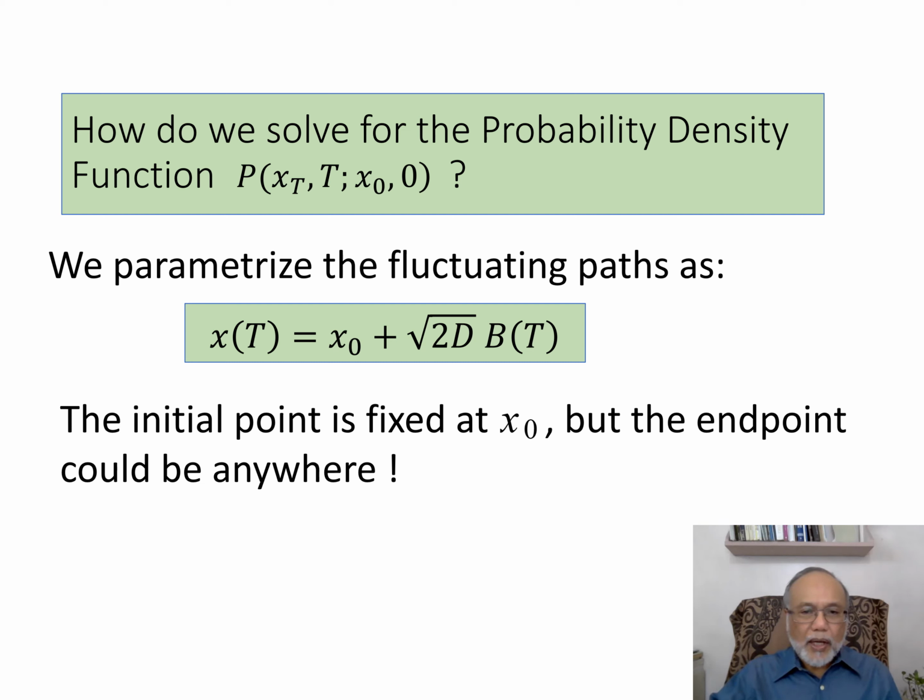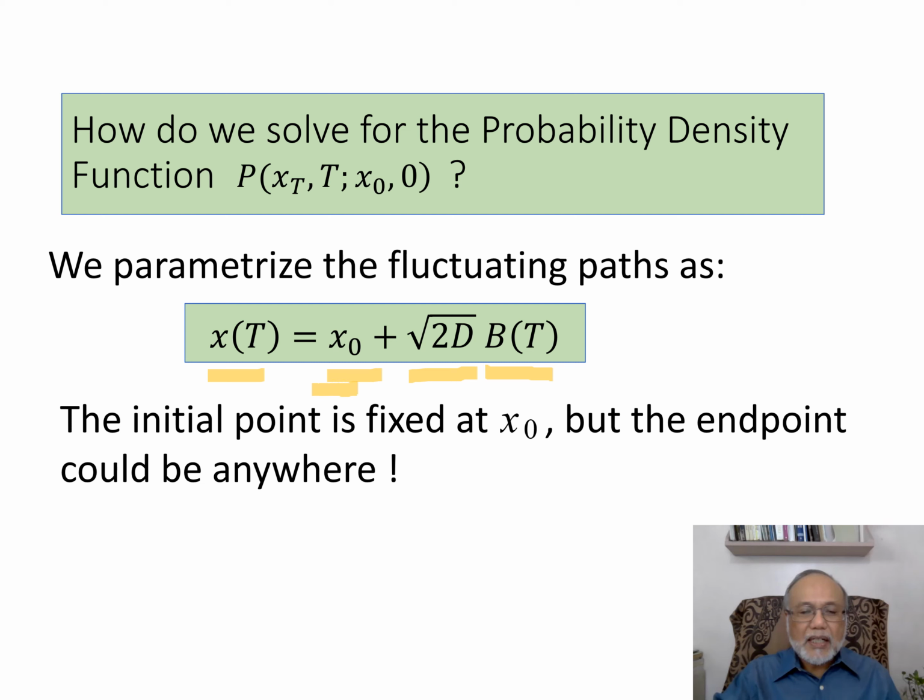Well, we can start in this way. We can parameterize the fluctuating Brownian paths. Suppose this would be the position of the paths. It starts with the initial point x sub naught, plus fluctuation given by the Brownian motion B_t. And we have here a constant, square root of 2D, where capital D would be the diffusion coefficient identified later on. Given that type of parameterization, the initial point x sub naught is fixed.